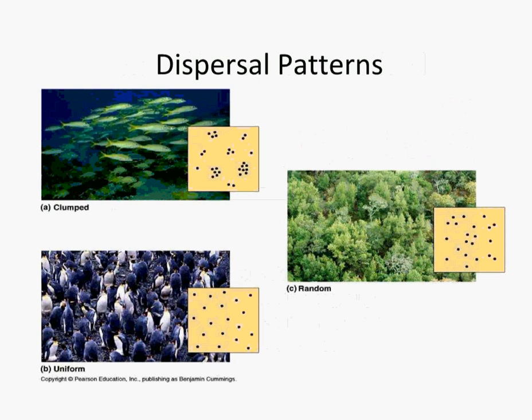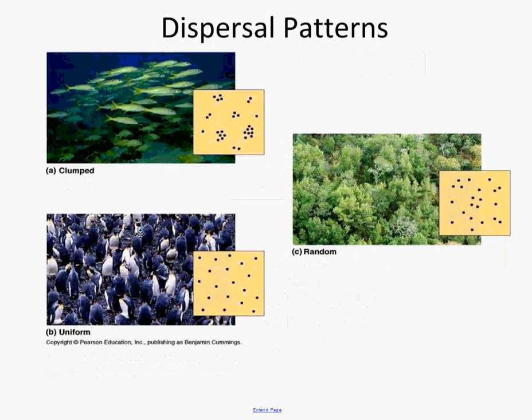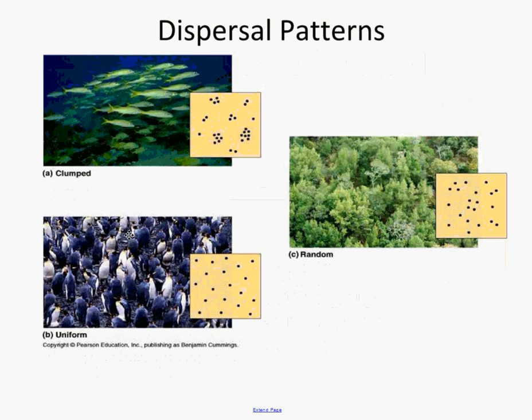Organisms tend to disperse in one of three different ways. Organisms can be clumped. Clumped is where they group up. This is like our own species. We tend to clump in places called cities and towns, versus a uniform dispersion where everything has their own space. Penguins are a good example of this because they tend to space out regularly, even though they seem to be close together, they are. Versus a random dispersion, which is like a forest full of trees.